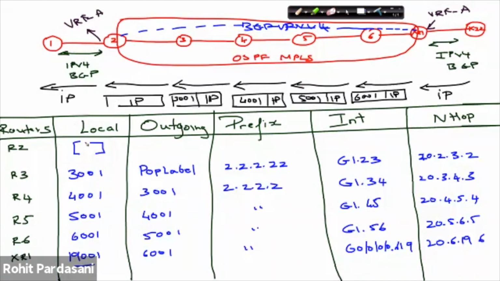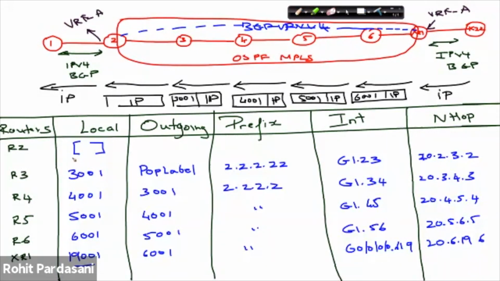So what's going to happen? The VPN label is not advertised through LDP. So R2 would never advertise a VPN label to R3 because R3 is not his VPNv4 neighbor. R2 only has one VPNv4 neighbor, which is XR1. So R2 would advertise a VPN label representing the prefix of the customer.